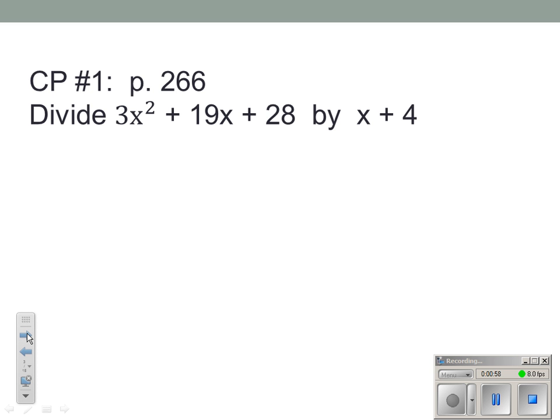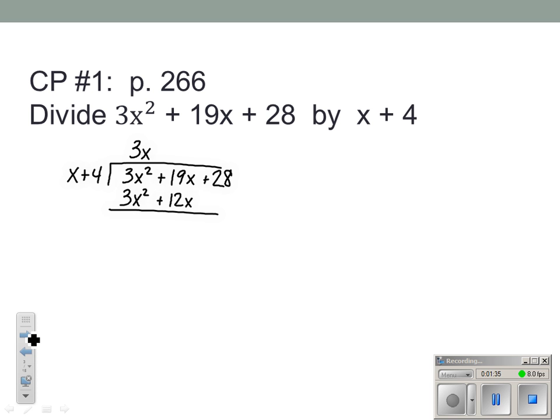So here's an example of something that we might look at today. We have 3x squared plus 19x plus 28. We're going to divide that by x plus 4. So set up your division like always. Now take a look at the front of your factor. How many times does that x go into your first term of your dividend, 3x squared? If you multiply it by 3x, you get 3x squared. And then multiplying 3x times the plus 4 part, we get a plus 12x.